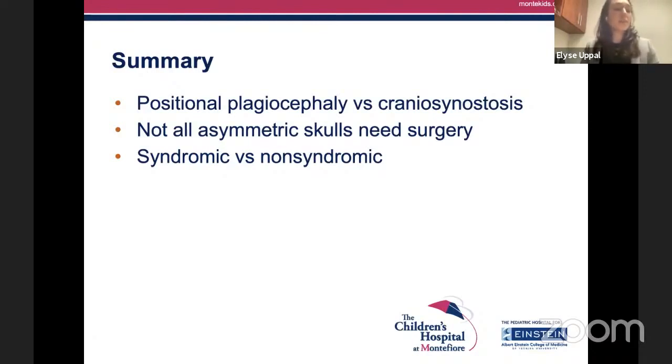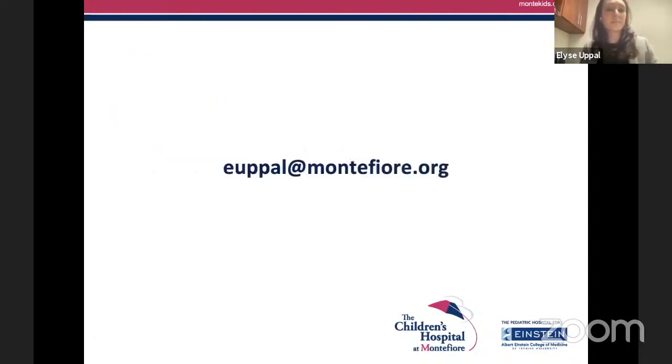For those that have craniosynostosis, it's really important to differentiate syndromic versus non-syndromic and to emphasize to the families that these are two very different things.